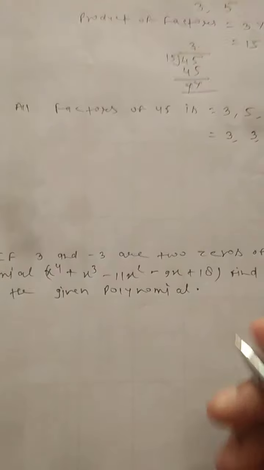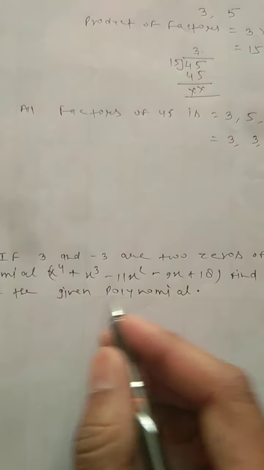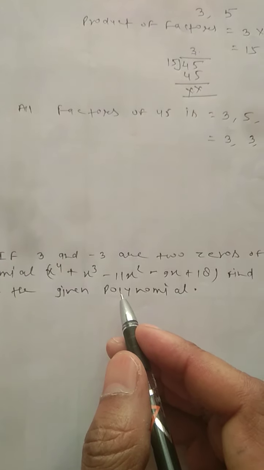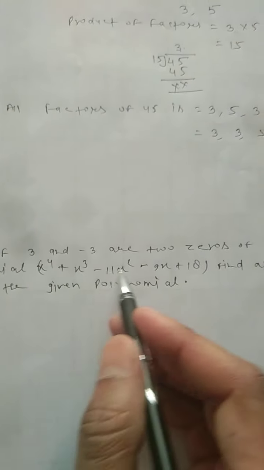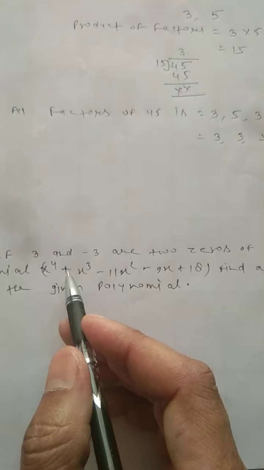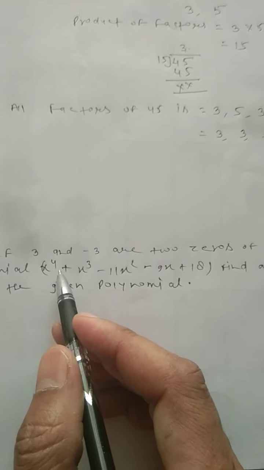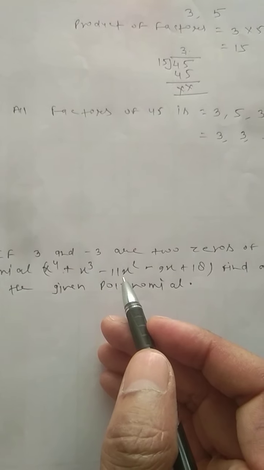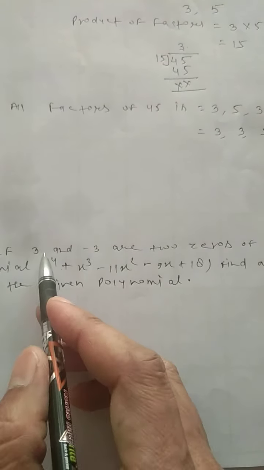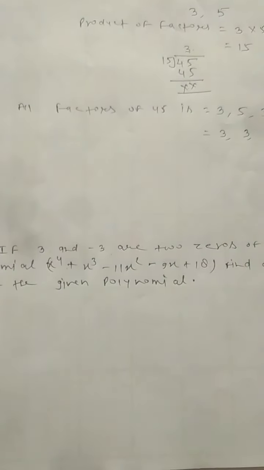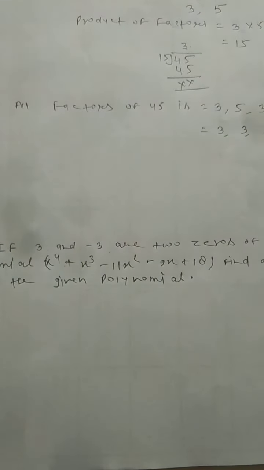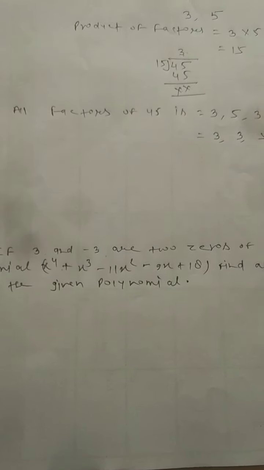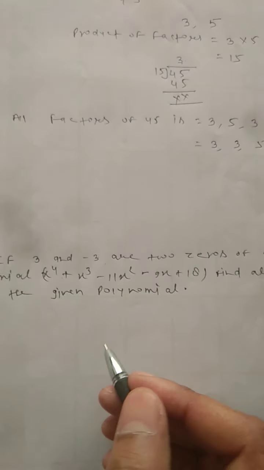You can see the polynomial is given here. First we will check the degree of the polynomial. You can see the highest power of the polynomial is 4. So it is clear that in this polynomial we will get 4 zeros. 2 zeros are already given. That means we have to find 2 other zeros. Okay, now how? Let's see.